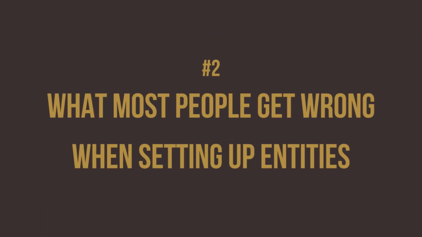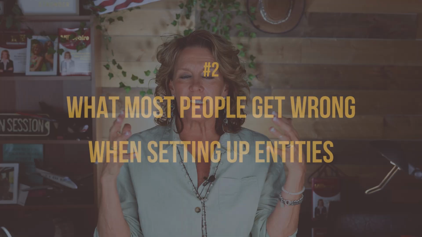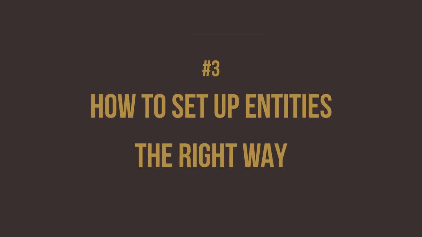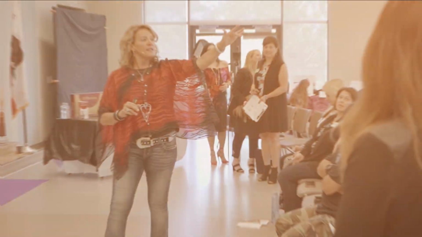Number two, why do most people get them wrong when they set them up, and then they have to pay us to fix them because their entities are not in any alignment? And last, how do you set it up the right way? How do you set up your corporate structure, your entity structure, which defines your tax planning completely?